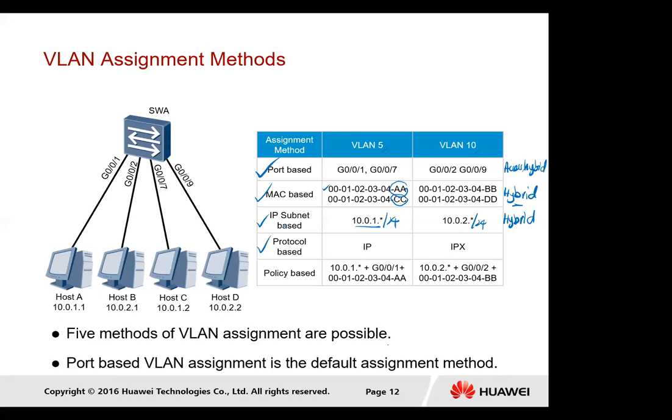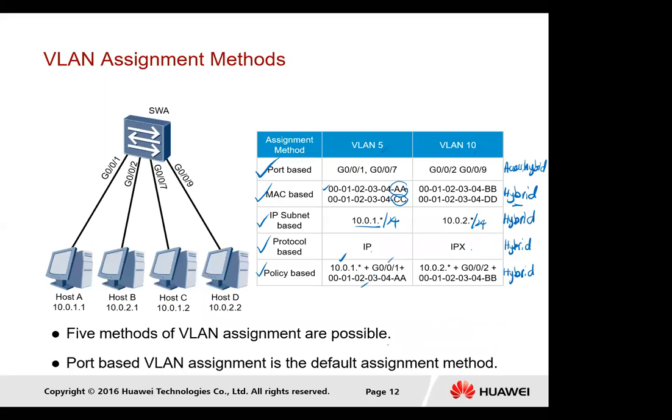They also support the protocol base. They can be IP, IPX, IPv6, or MPLS IP. All of these can be specified based on the protocol base. And this is also supported only on hybrid. Only hybrid can support this protocol base. And the last one, policy base. This policy base, same, only supports hybrid. They can be based on IP subnet, interface with the MAC address.